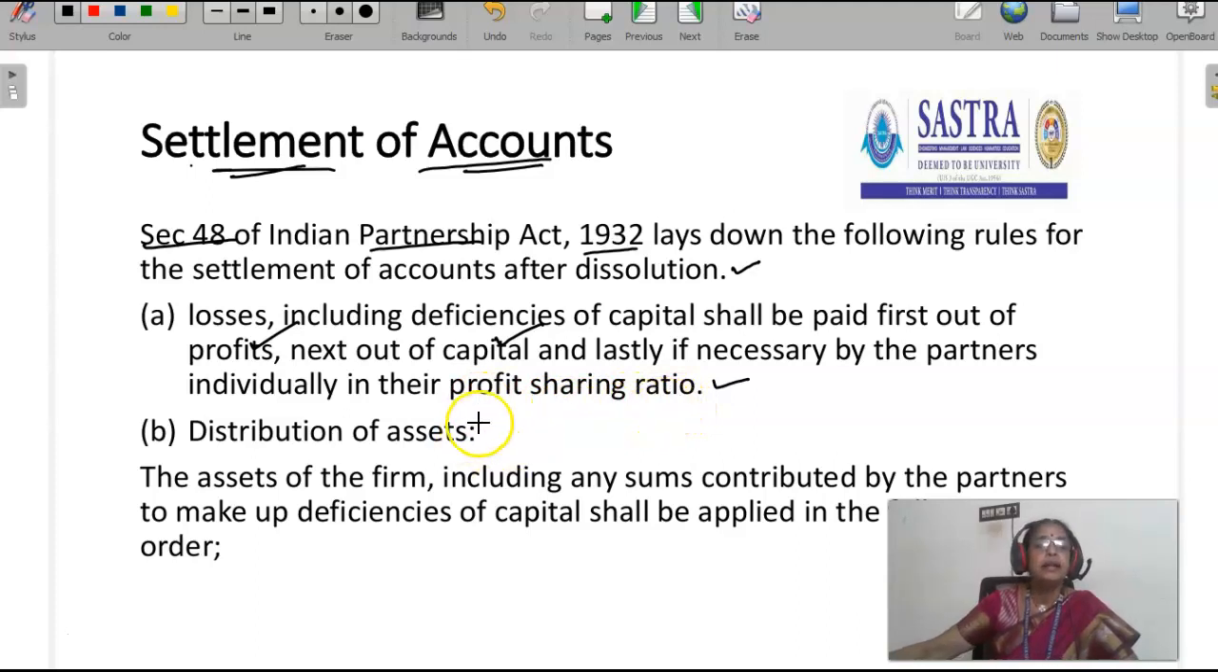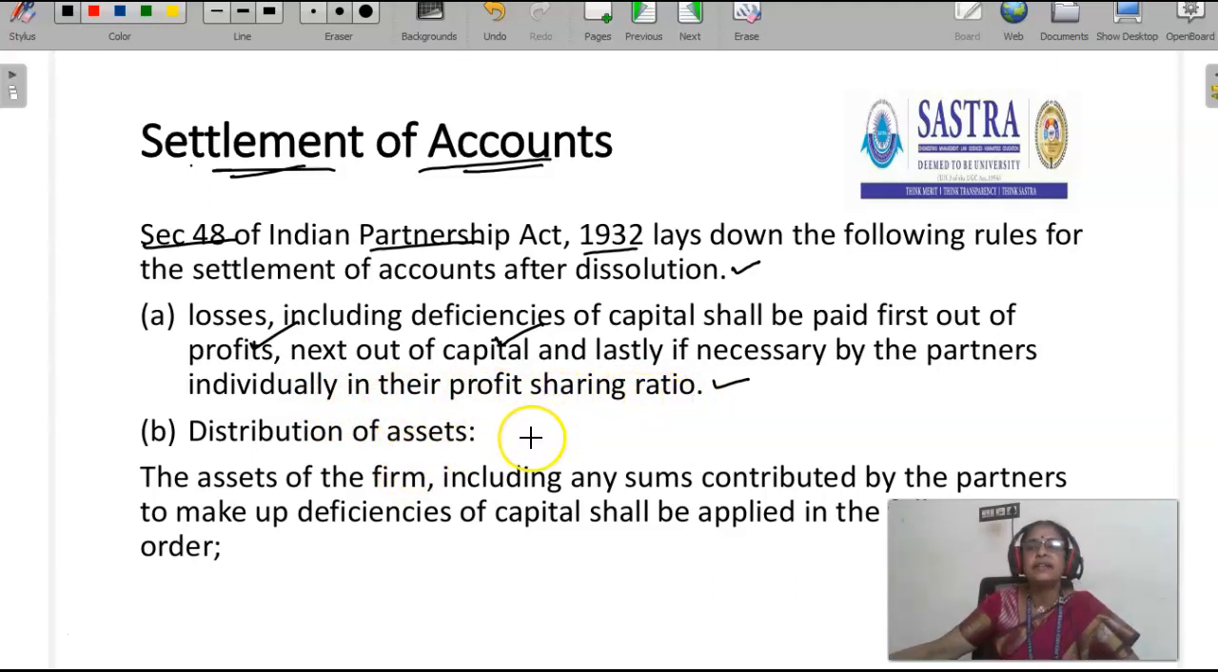Okay. Then B, distribution of assets. So, just understand this point clearly. First, out of profit, they settle the amount. Second, out of capital. And lastly, if necessary, by the partners individually in their profit sharing ratio. Only if necessary do the partners have to settle the debts individually in their profit sharing ratio.